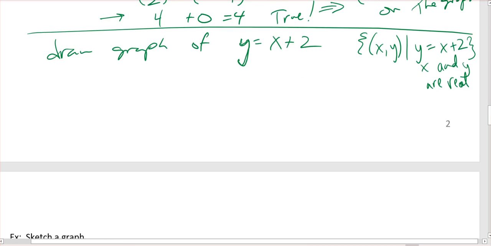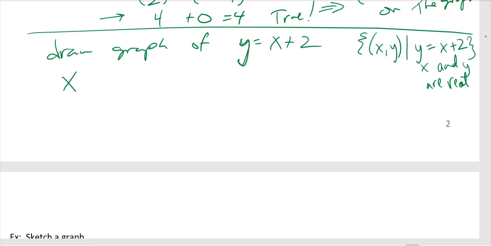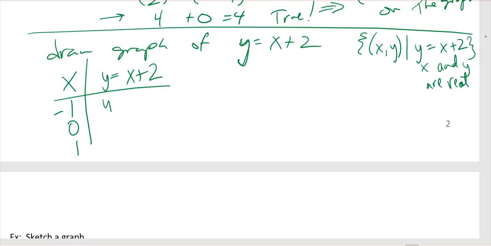Usually we will make a nice little chart with x values that we choose. And we know that the y value has to be x plus 2 for any of these. So we can pick an x value, your favorite real number. Usually our favorite real numbers are easy ones, like -1, 0, and 1. Then we can plug the x in and see what y has to be. For x equals -1, y is -1 plus 2, so that's 1.